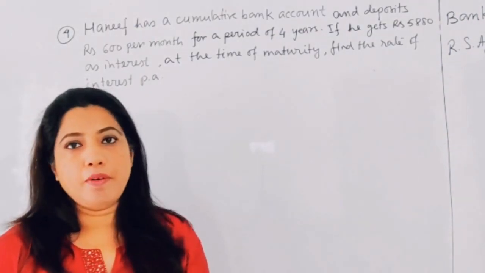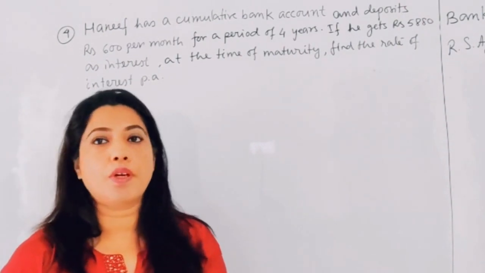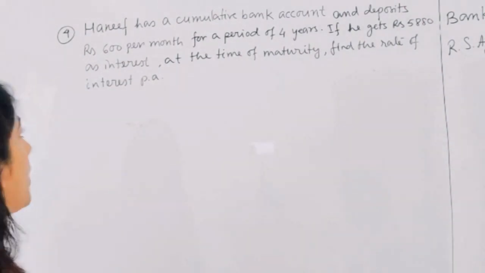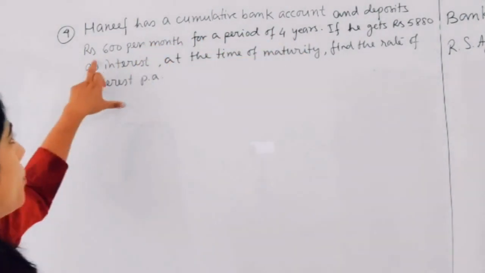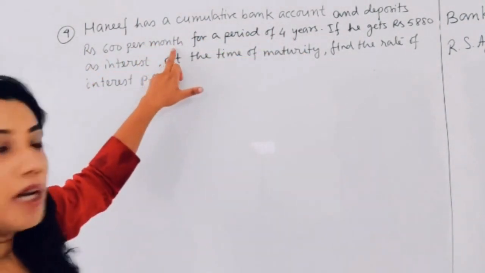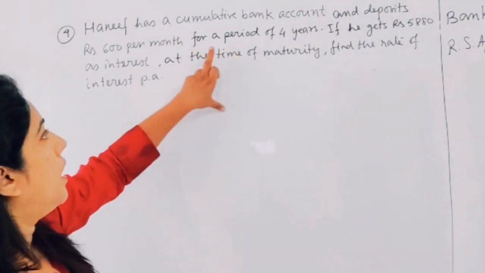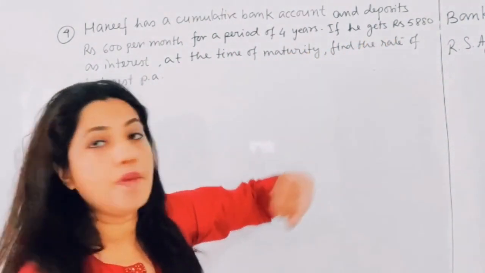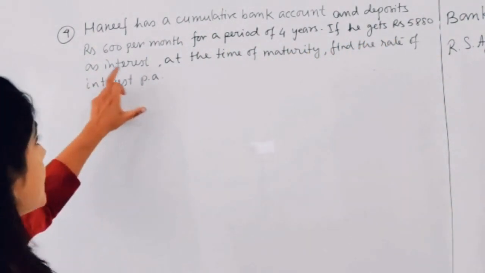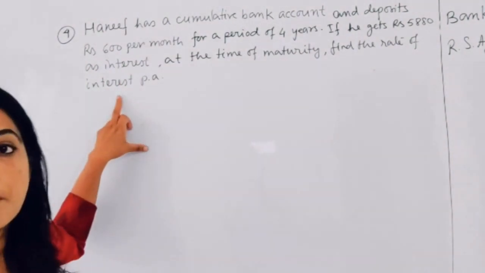I think by this time you are all comfortable. You understood how to do the sums. Now let us proceed to the fourth question of R S Aggarwal. Hanif has a cumulative bank account and deposits rupees 600 per month. Cumulative bank account is the other name for recurring deposit. For a period of 4 years, if he gets rupees 5880 as interest at the time of maturity, find the rate of interest per annum.